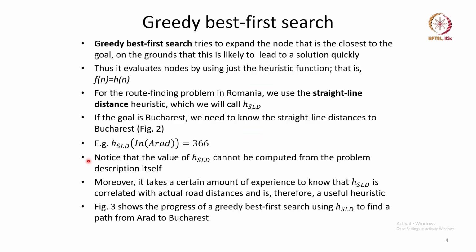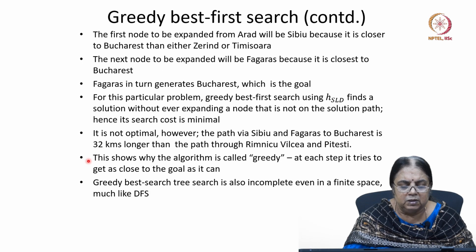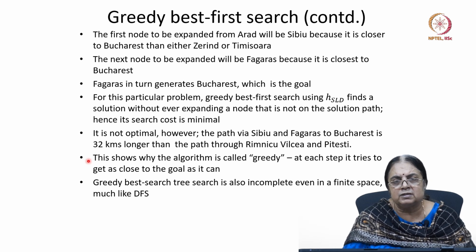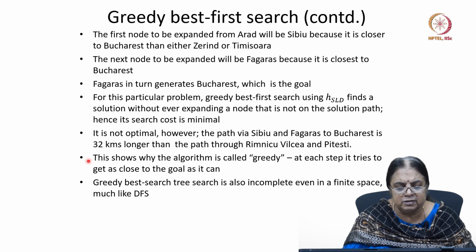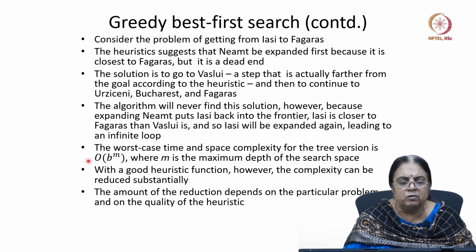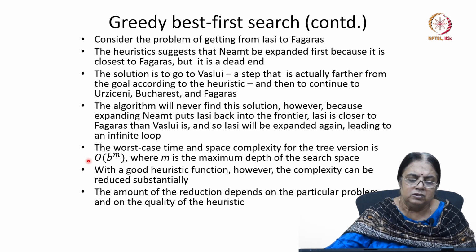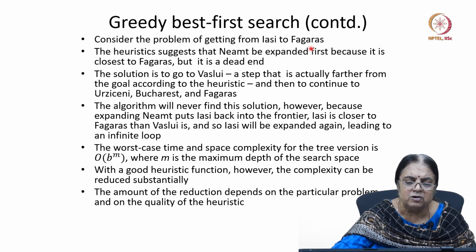In the greedy best first search we are using only the h value, and we know that in the uniform cost strategy you are using only the g value, that is the distance from the start state to the node n. It's called greedy because at each step it tries to get as close to the goal as it can, right? That's why it is known as the greedy best first search algorithm. What happens is that sometimes it does not give you the optimal solution.